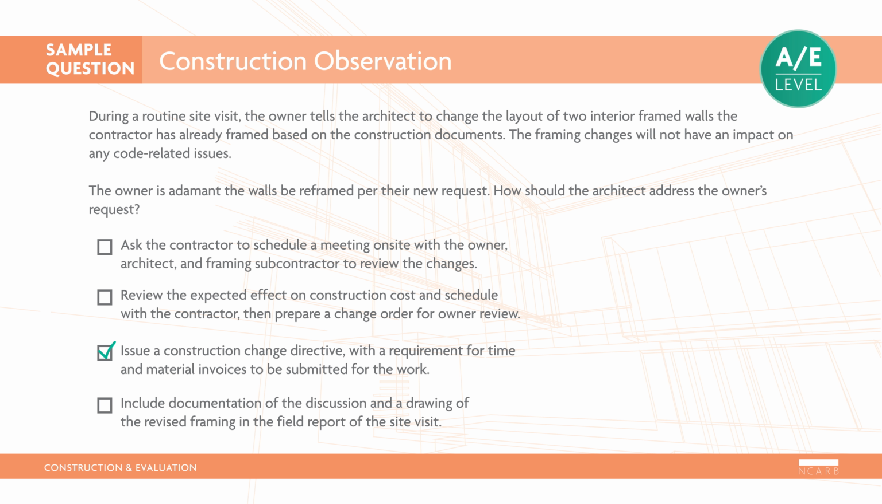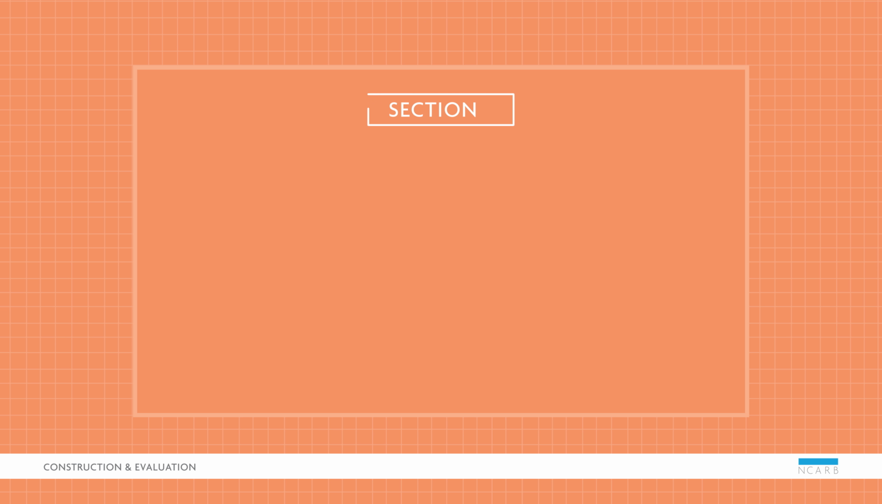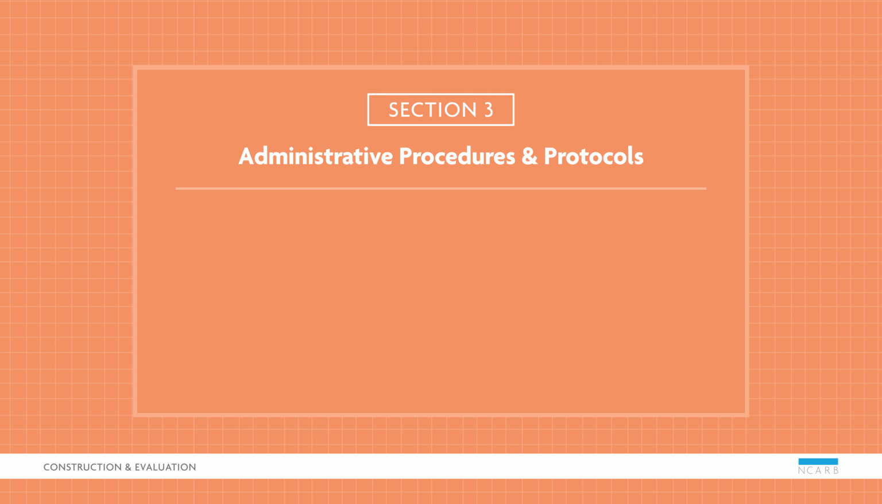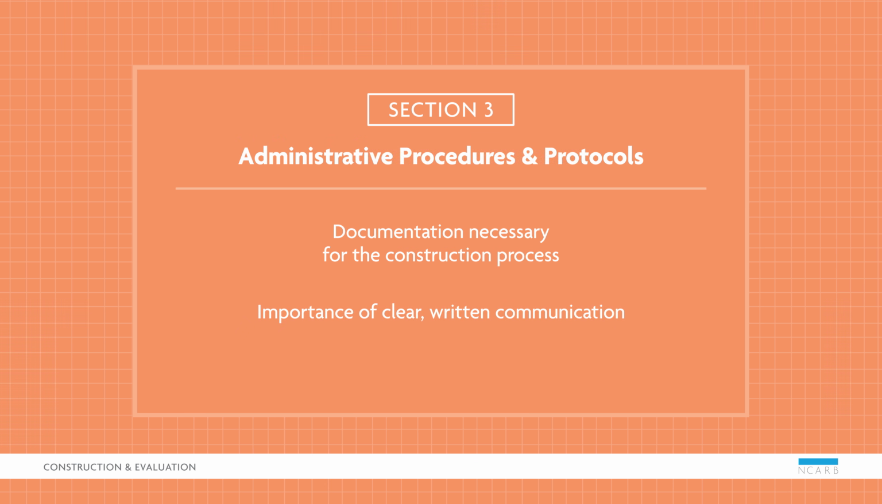This is an AE level item requiring an assessment of a built condition in order to determine the appropriate contract change. In the Administrative Procedures and Protocols section, you will focus on the documentation necessary for the construction process and the importance of clear written communication. Let's look at a sample question.